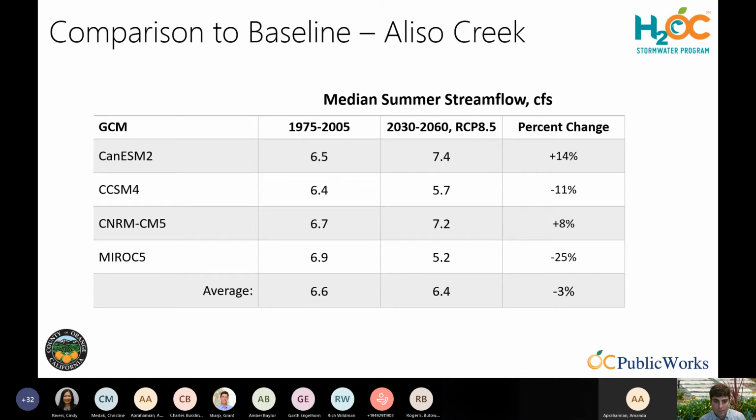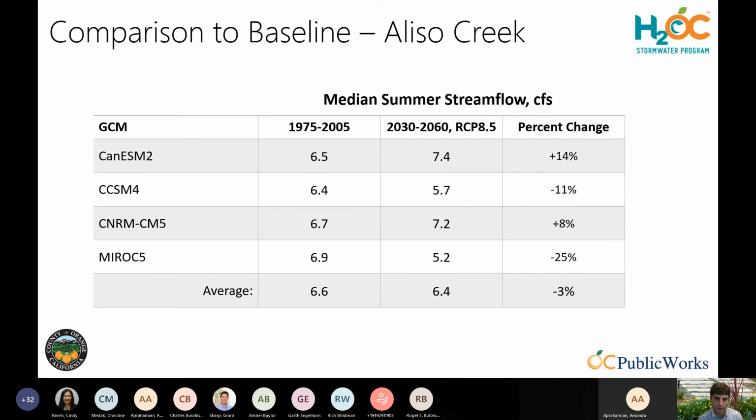We see some models predict higher, some models predict lower. The average of these 4, again, is kind of plus or minus 20%, or maybe plus 14 to minus 25% as a range, with an average a little less than, or a little negative, indicating a minor change in summer stream flow.